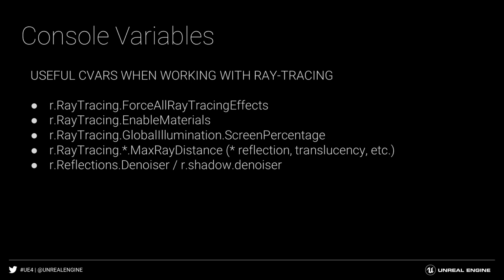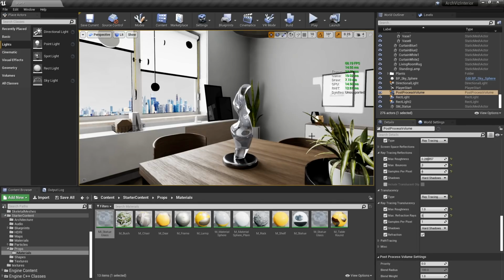Now, we did look at console variables today a little bit. There are some other options available to help you with your performance. I've listed a few good ones here. Some of them are good for modifying your performance, and some are just good for debugging. For instance, we already looked at r.raytracing.enable materials. We can also enable and disable all ray tracing effects entirely using the second one here, which is r.raytracing.force all ray tracing effects. Let's jump into the scene and have a look at that.